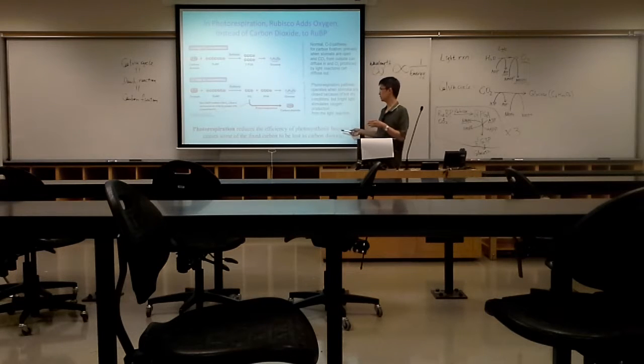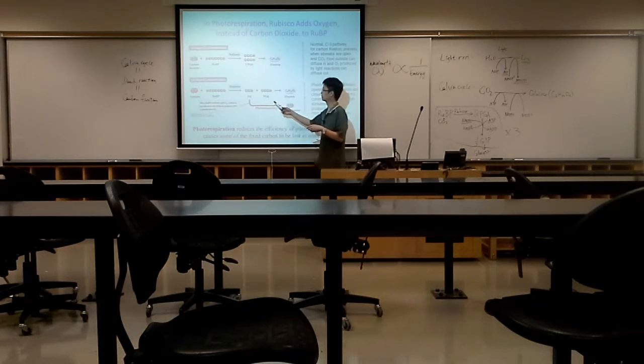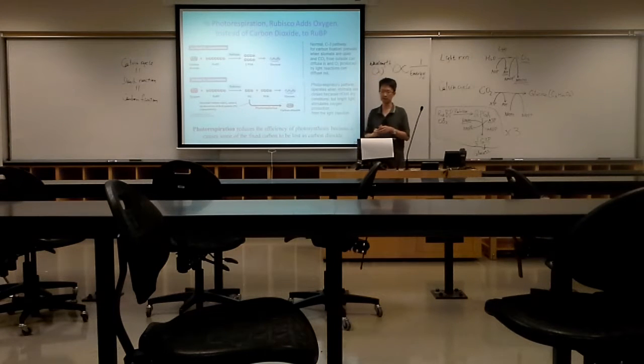And it says that it reduces the efficiency of photosynthesis. That means it reduces the production of glucose because it causes some of the fixed carbon to be lost as carbon dioxide. Yes, because some of this will be converted into carbon dioxide instead of glucose.